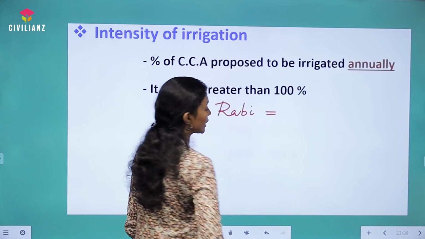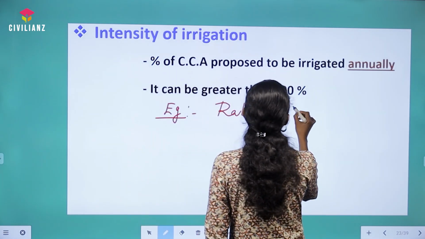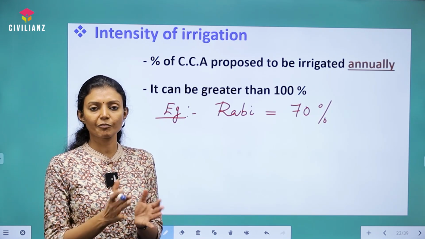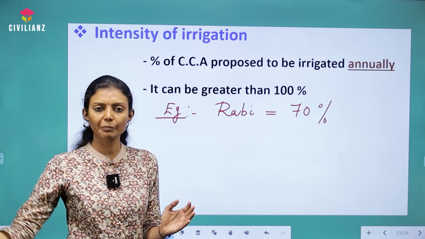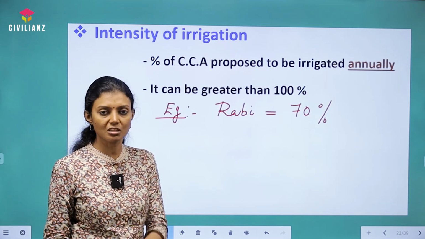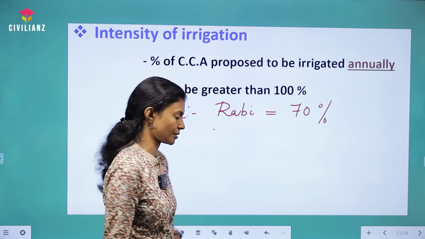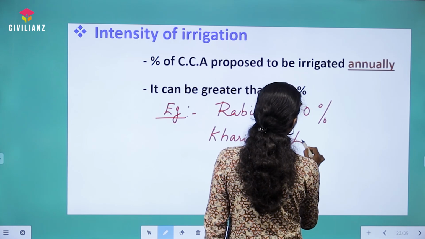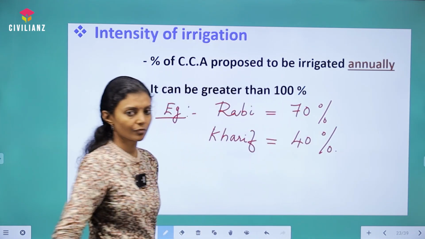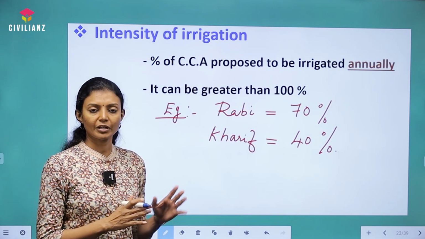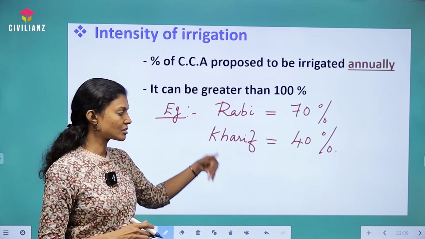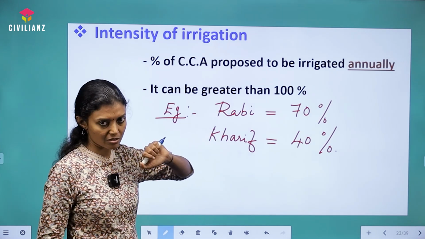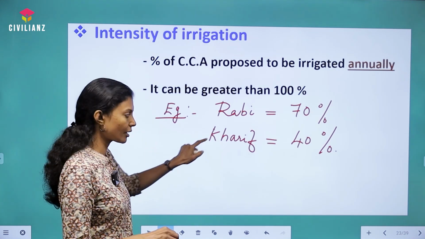Imagine in Rabi season, we are cultivating 70% of CCA. We already discussed we will be cultivating a particular area and the remaining will be at rest. So, 70% of CCA is cultivated during Rabi season. And during Kharif season, we are cultivating 40% of the area. So, in a year, we are basically considering two seasons, Rabi season and Kharif season. You have cultivated 70% of CCA in Rabi season and 40% of CCA in Kharif season.